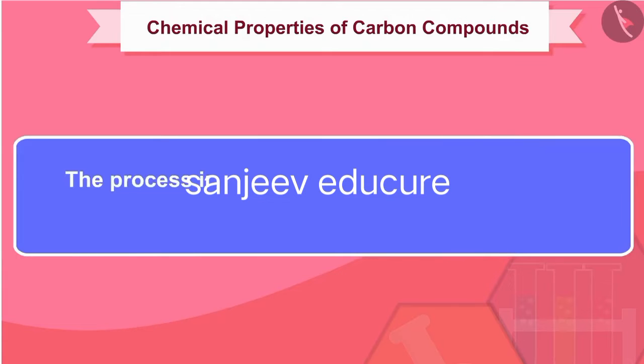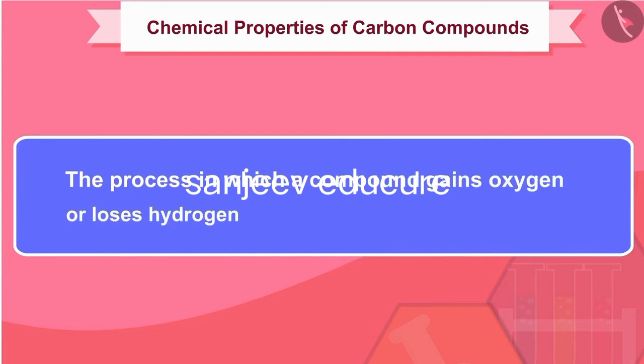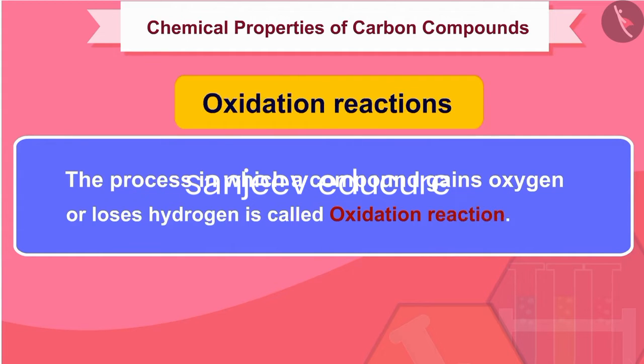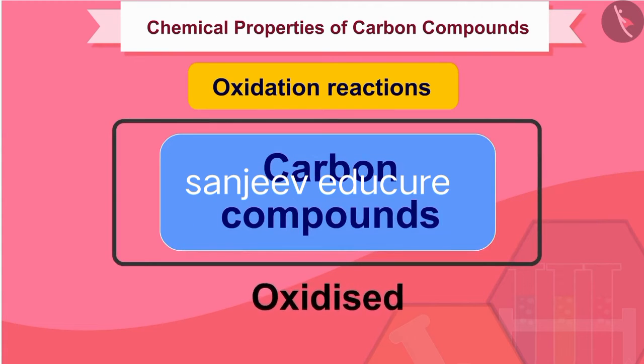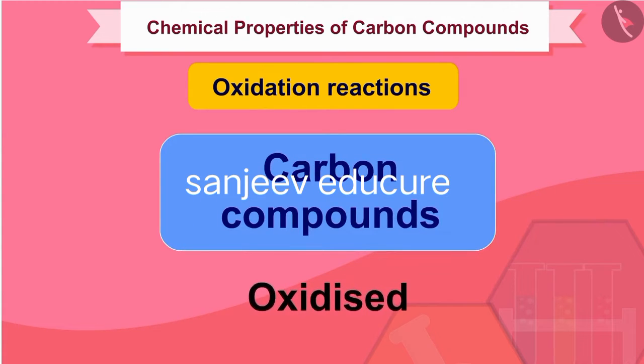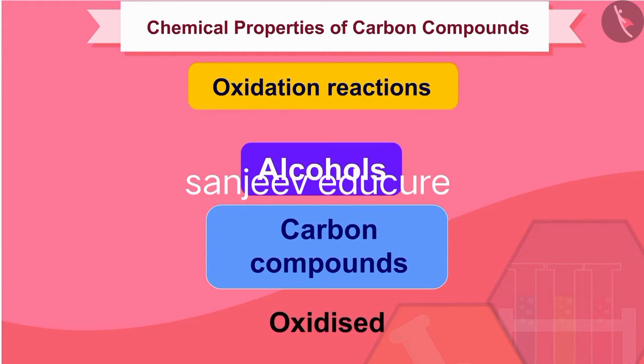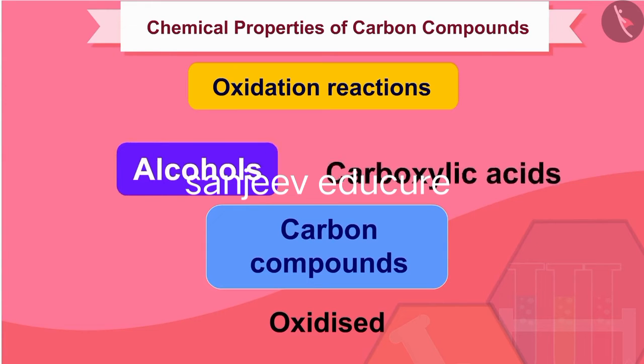The process in which a compound gains oxygen or loses hydrogen is called oxidation reaction. Carbon compounds can be easily oxidized on combustion. In addition to this complete oxidation, we have reactions in which alcohols are converted to carboxylic acids.